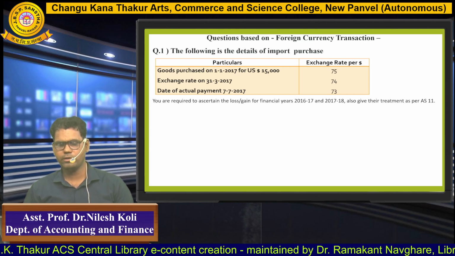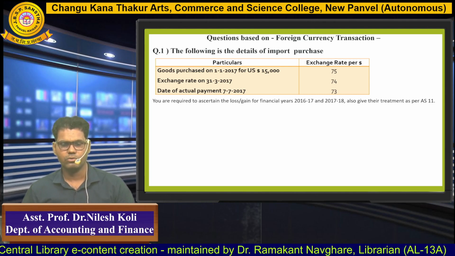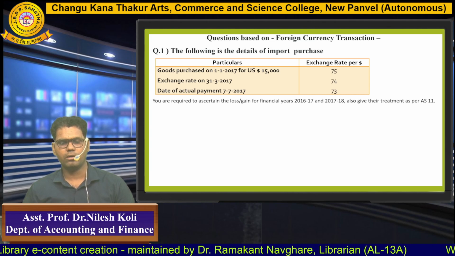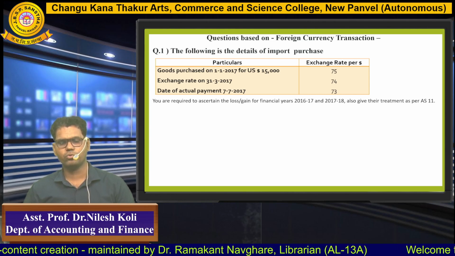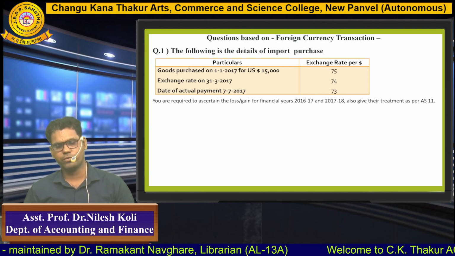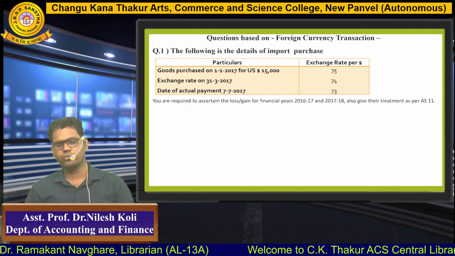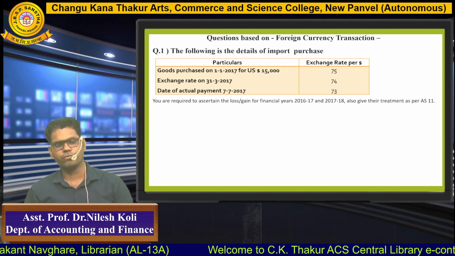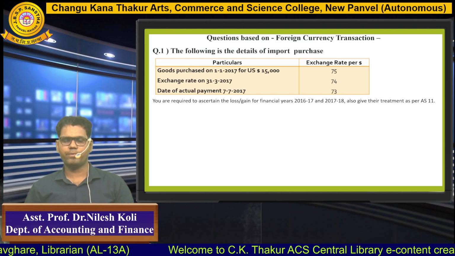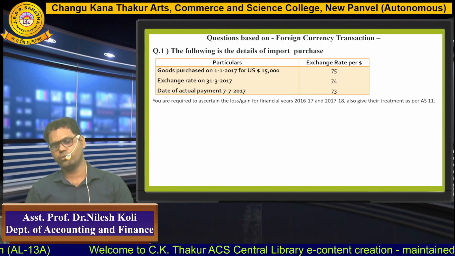The following are the details of the import purchase. Goods were purchased on 1/1/2017 for US dollars 15,000. At that time the exchange rate was 75. The exchange rate on 31st March 2017 is given, that is 74. Then the date of the actual payment is 7th July 2017, and the exchange rate was 73 per dollar.